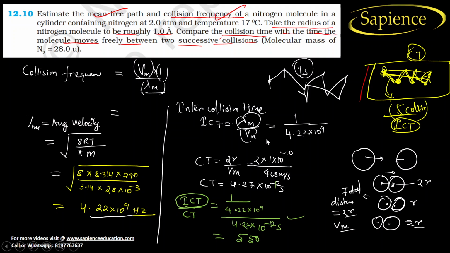I hope you have understood these things. It means that 550 collisions will happen in the time of one collision time. So the intercollision time will be 550 times. When one molecule goes from one collision to another, 550 collisions will happen in between. So this is the thing they are asking. I hope you have understood this.